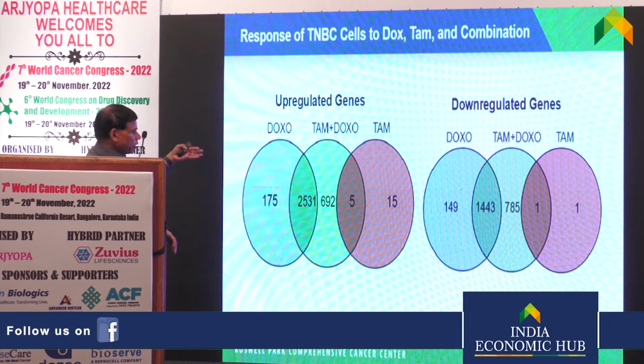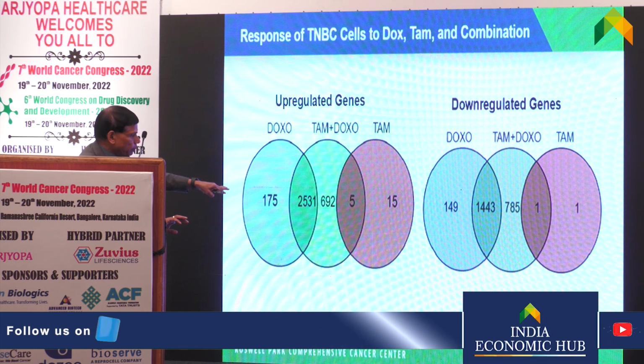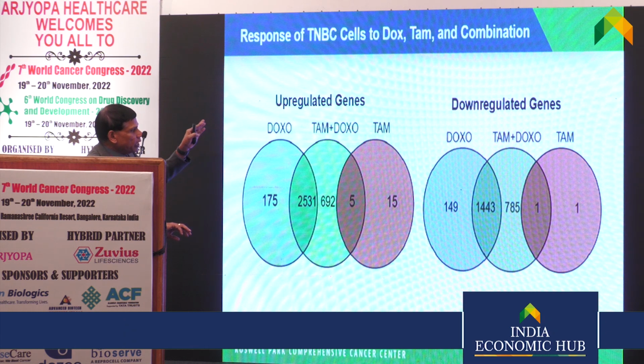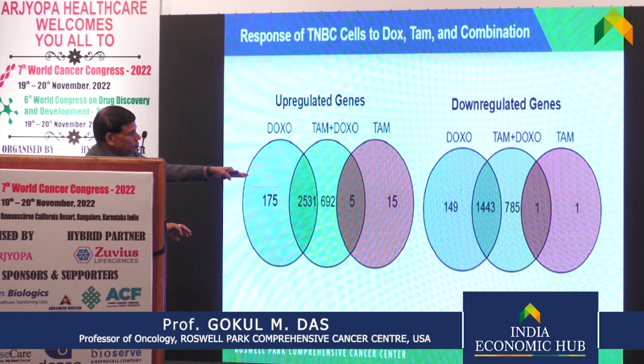Subsequently, we molecularly characterized this in terms of global gene expression by RNA-seq. I wouldn't have the time to walk through this in detail, but all you need to do is look at the middle panel, the green panel. When we have the combination of tamoxifen and doxorubicin, 692 genes are upregulated and 785 genes are downregulated. These are unique sets of genes. Only a very small number of genes are affected when you have just TAM, which is not unexpected because in triple-negative breast cancers, tamoxifen is not known to have much effect, but when we combine, there is a huge difference. So that's what is novel here.